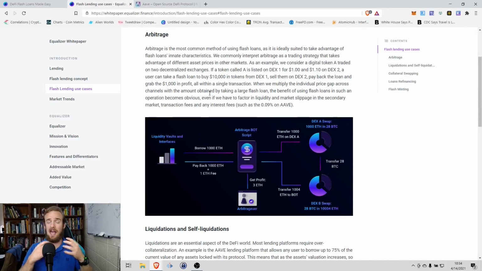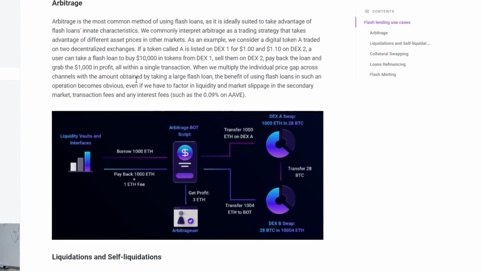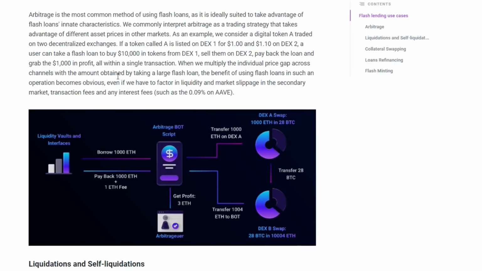Now, if I was just doing this as an individual, I would have to buy Basic Attention Token on this one exchange and then sell it at the higher price. However, I might only have $100,000 worth of money that I can do this with. So the profit that I would realize from that wouldn't be that high.